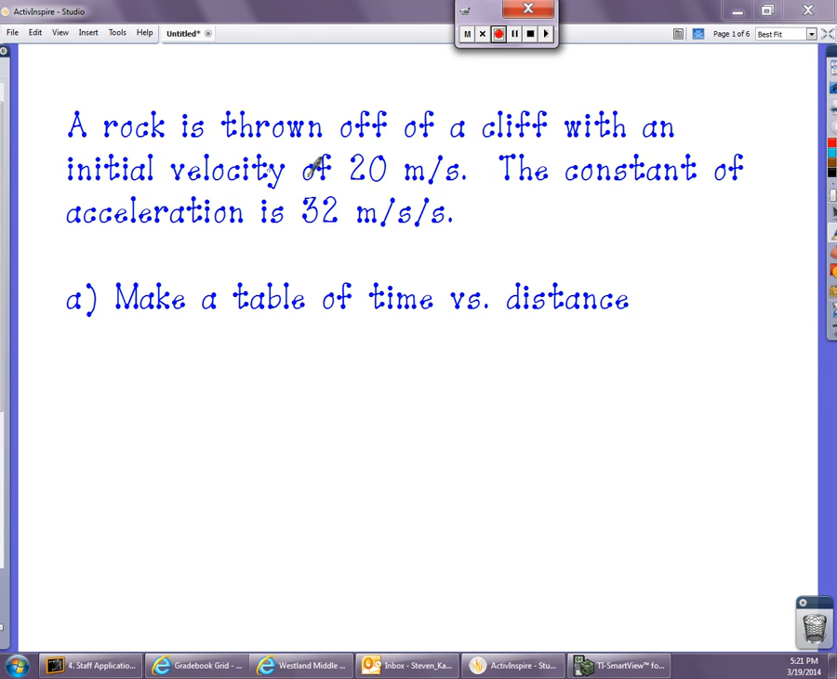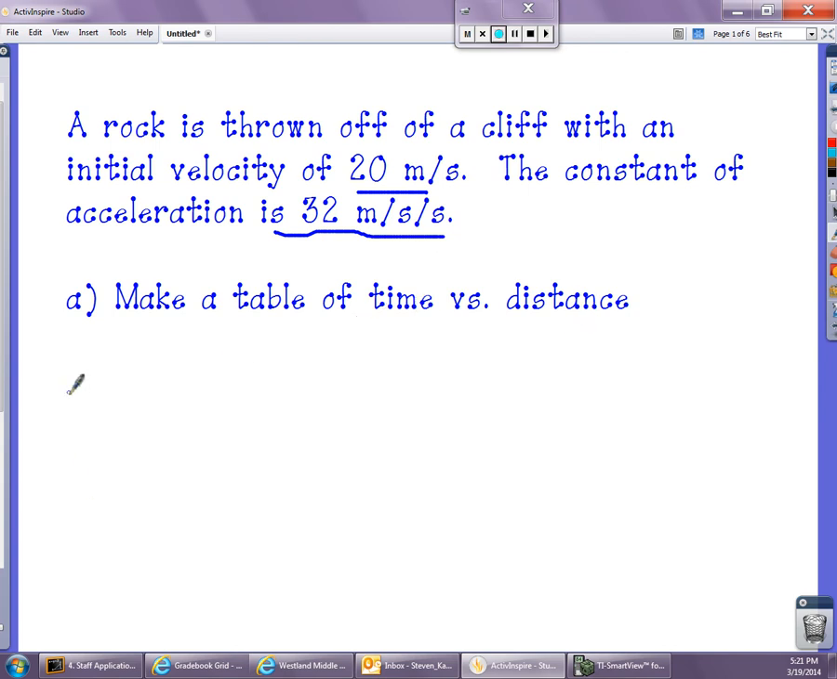So here's a situation. You have a rock thrown off the cliff with an initial velocity. So as you're throwing it, it's 20 meters per second. The constant of acceleration is 32 meters per second. And remember, what that means is every second, the speed is going to increase another 32. Make a table of time versus distance. So see if you can do that.